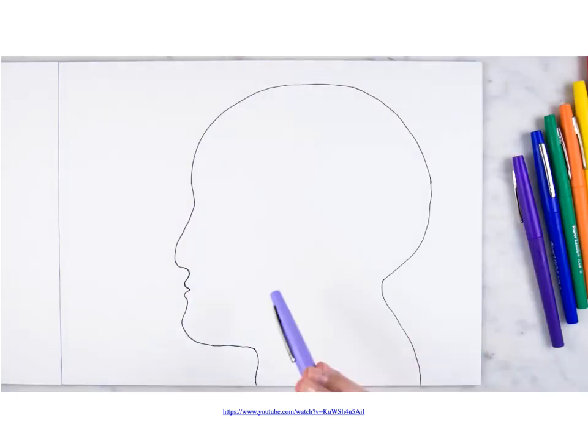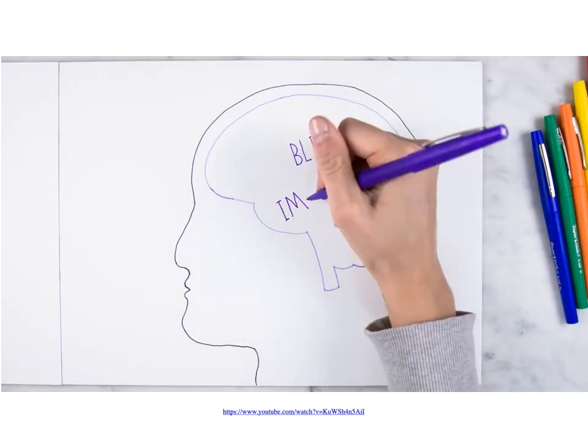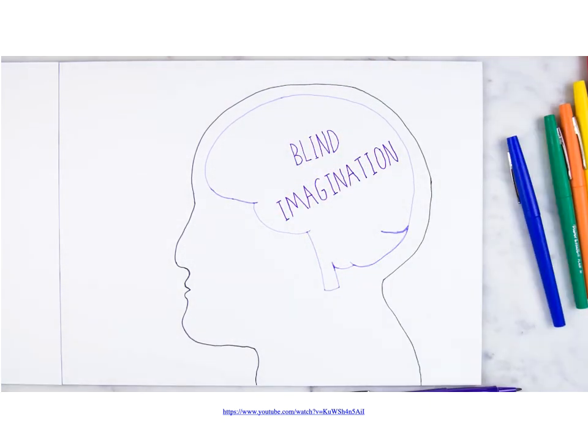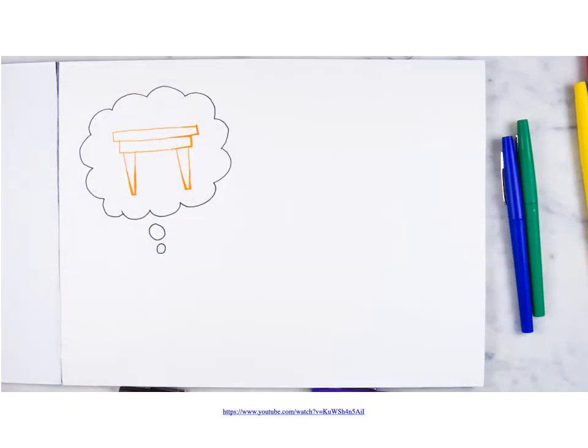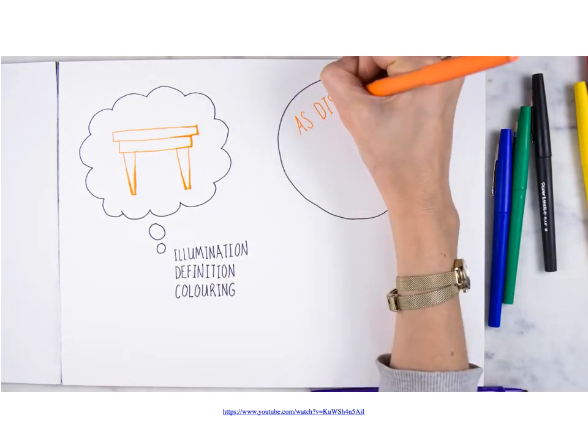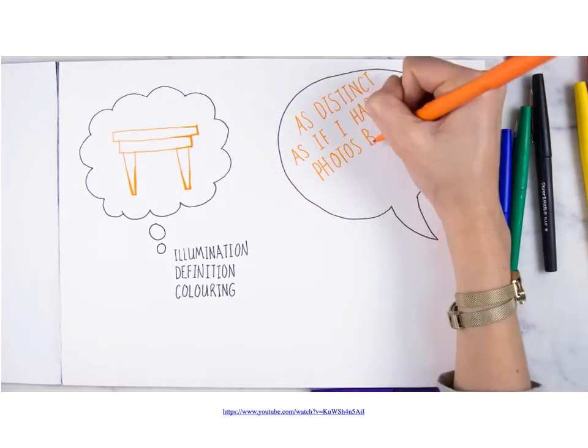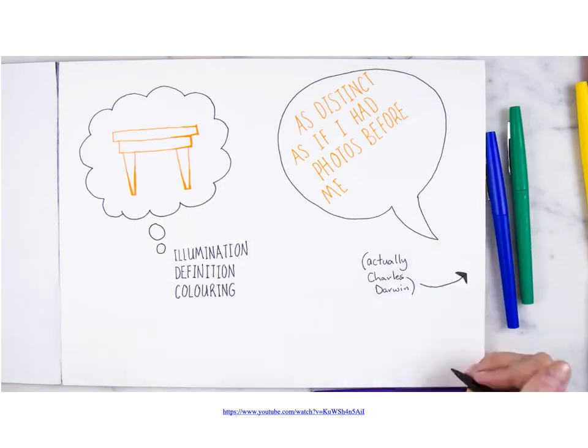Now, we've known that some people have a blind imagination since the 1880s, when Sir Francis Galton asked people to visualize things about their breakfast table. One of the subjects, actually Charles Darwin, said it was as distinct as if I had the photos before me. But a few people couldn't visualize the table at all.